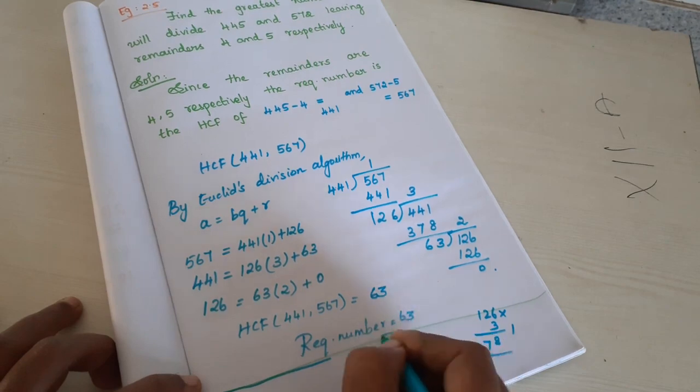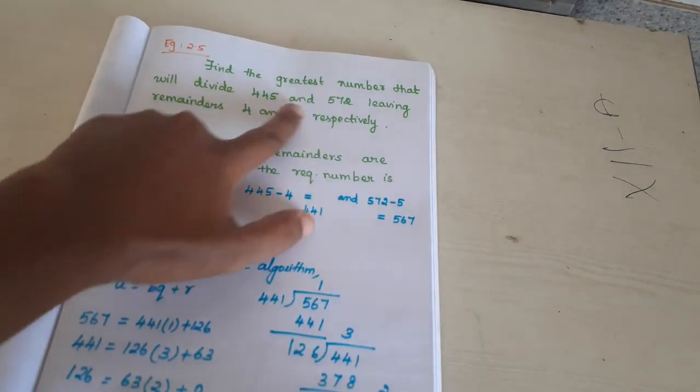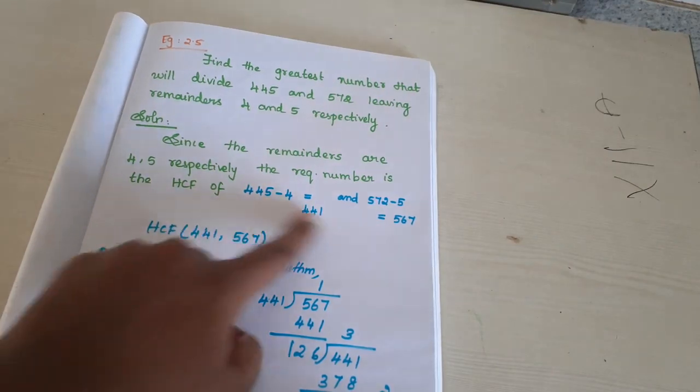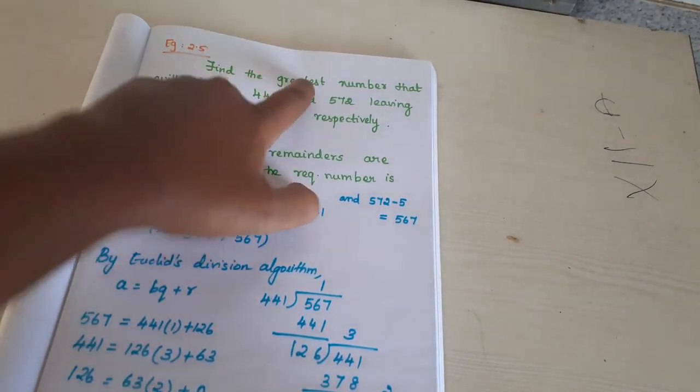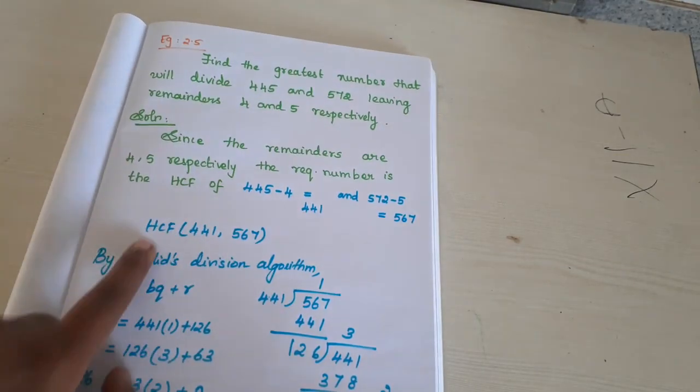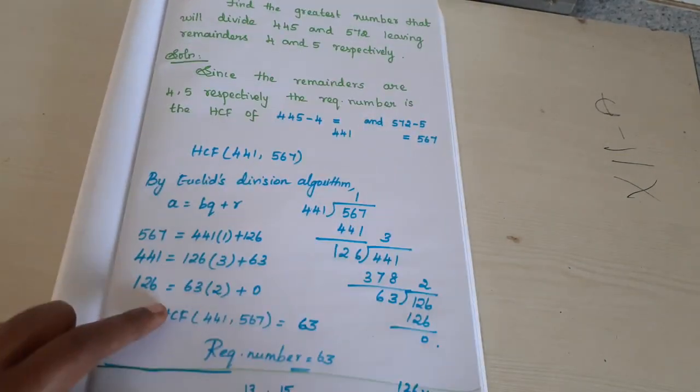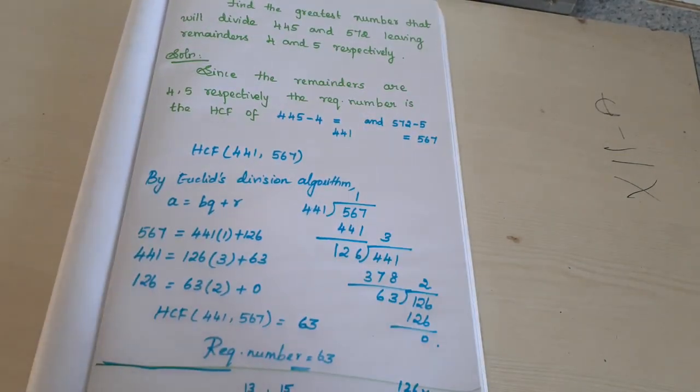So the only concept: the remainders, these are the extras. We need to subtract these remainders first, and with that subtracted answer we need to find the HCF. Because they asked for the greatest number, we need to find the HCF by Euclid's division algorithm. That's all, a very, very simple question.